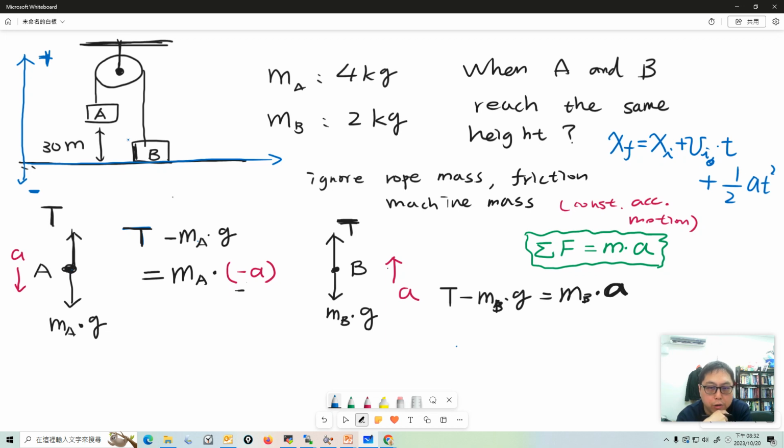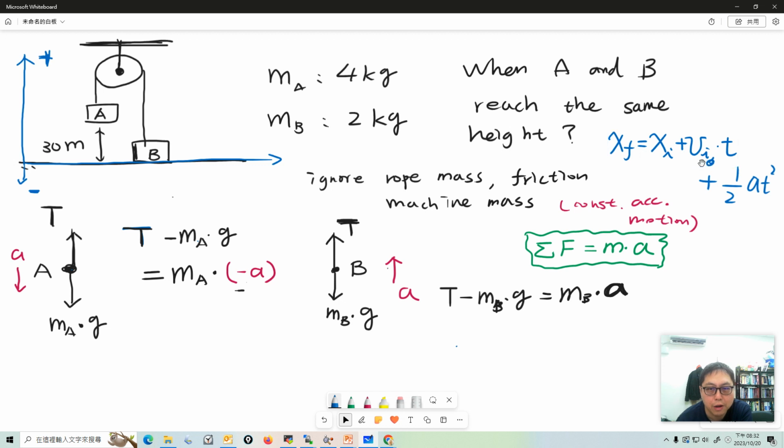In this equation of motion, let us check: do we have the initial positions of A and B? Yes, we have them. And the final position, we don't know, but that's what we want to solve.